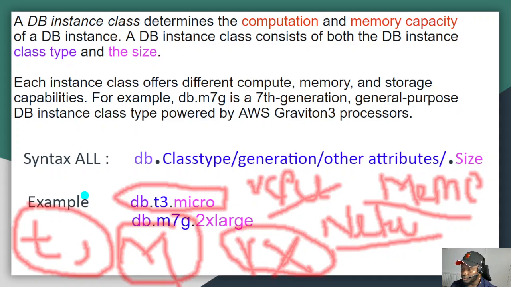Okay, so in the next video, I'll be showing you the various scenarios that warrant you to make the choice of a T class, make the choice of using the M class, and make the choice of using the R and the X class RDS instance.